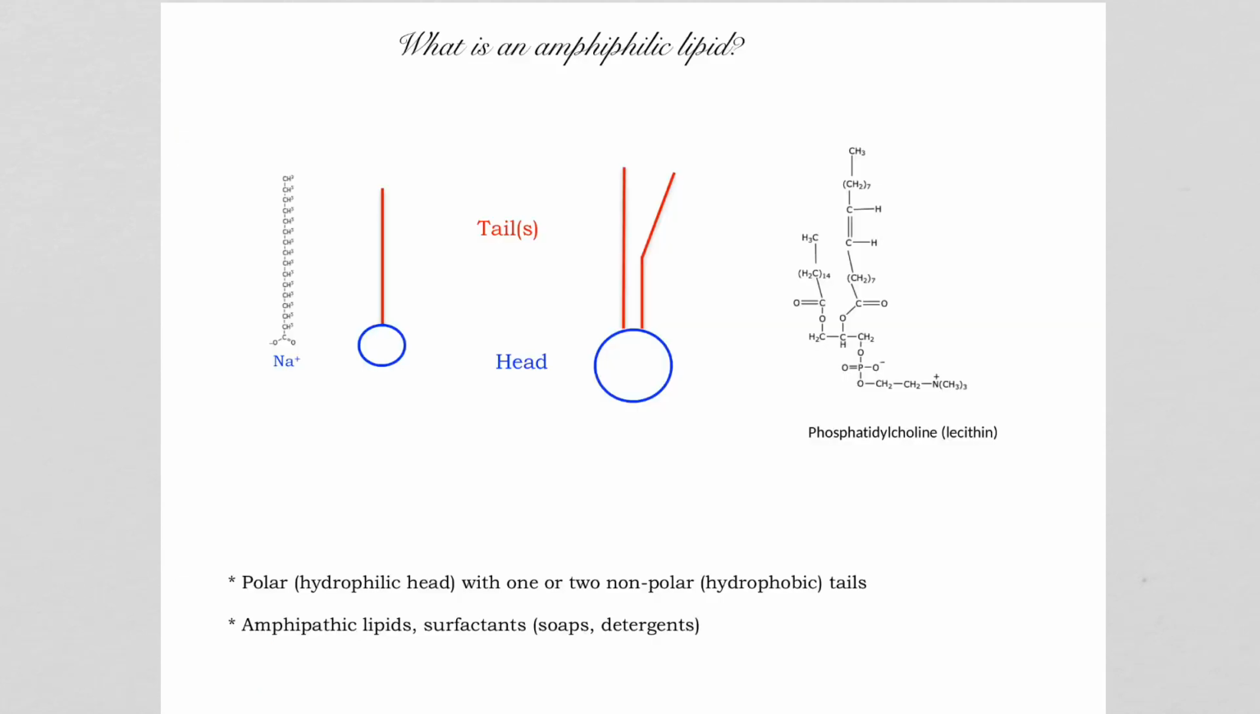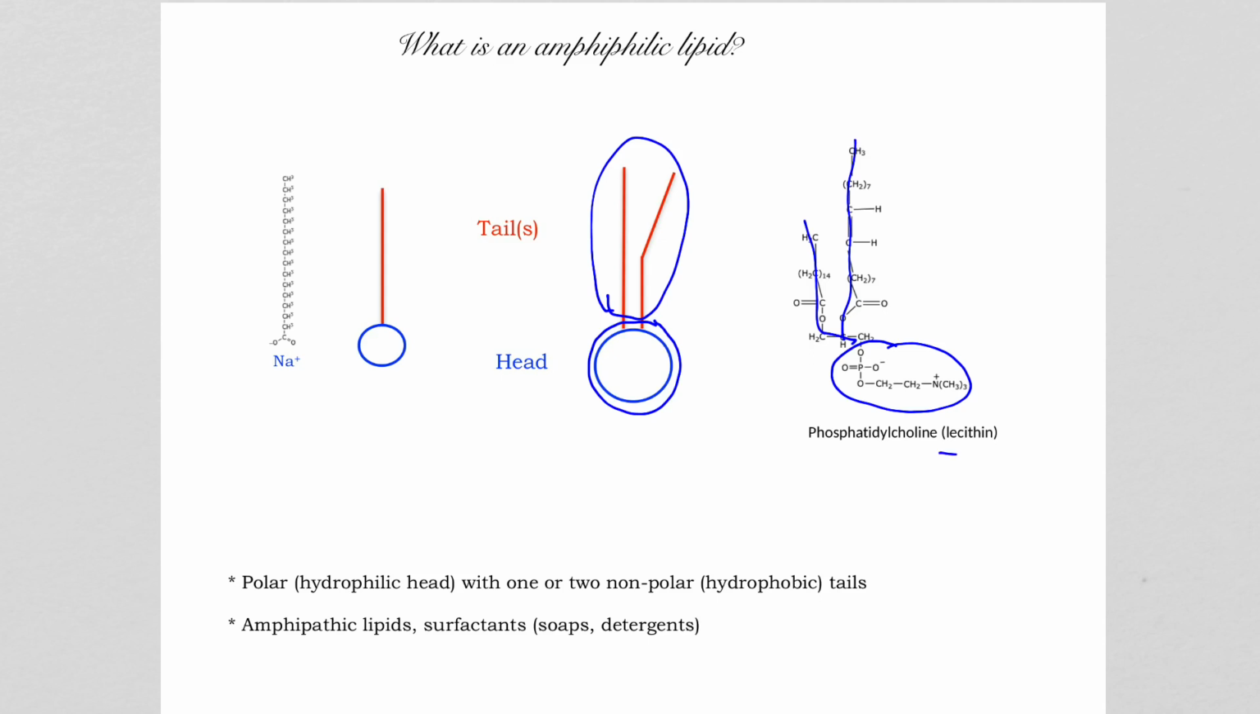So once again, just to remind you what an amphiphilic lipid is, it's simply a chemical that has a part that likes water, what we call the head, and then the part that doesn't like water that we call the tail. So here's a head and two tails. And this amphiphilic lipid is called phosphatidylcholine or lecithin.